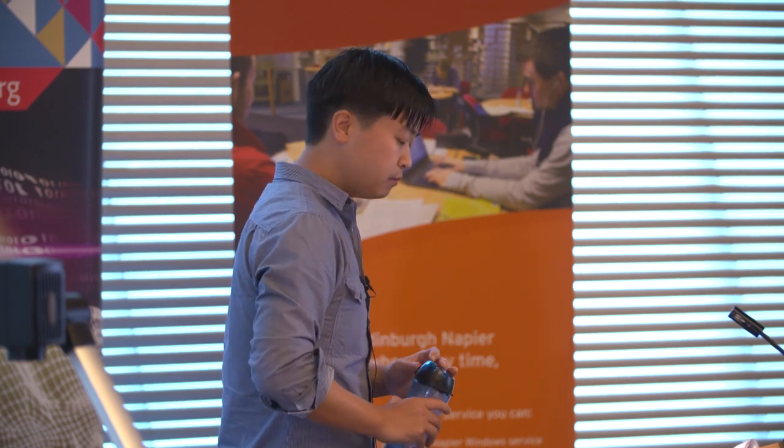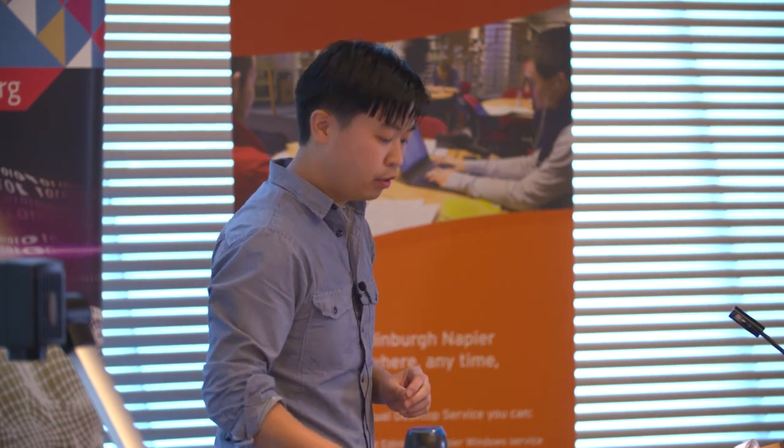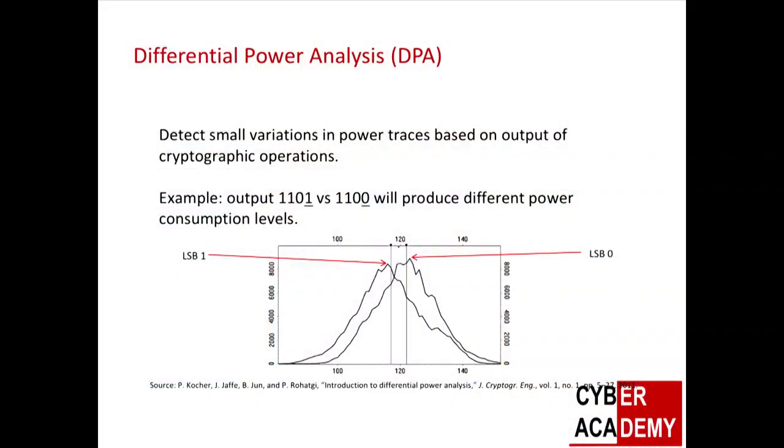So one category of attack which is capable of deducing the full secret key of AES-128 is known as differential power analysis. In differential power analysis, the aim is to try and detect small variations in power traces based on the output of cryptographic operations.